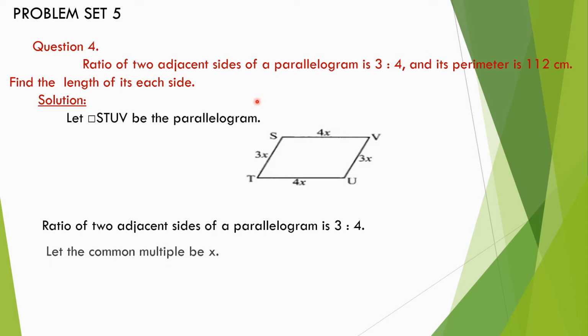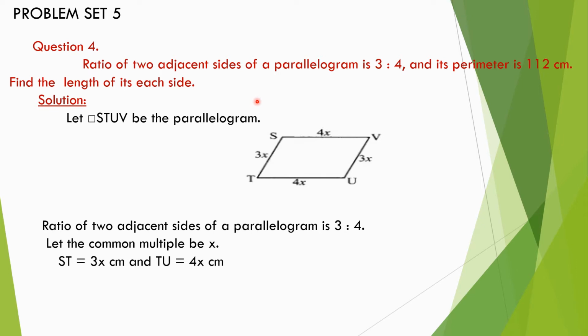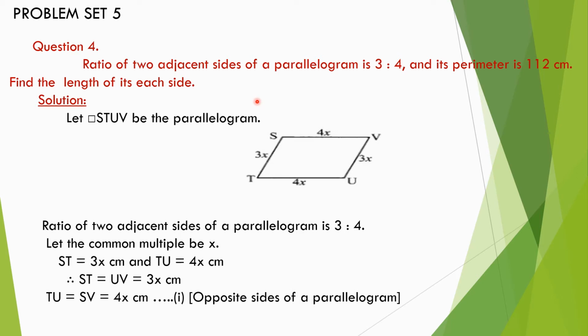Therefore, let the common multiple be x. The length of one side ST is equal to 3x centimeter, and another side TU is equal to 4x centimeter. You already know opposite sides of a parallelogram are congruent, and therefore ST is equal to UV is equal to 3x centimeter and TU is equal to SV is equal to 4x centimeter. That is equation number 1, because opposite sides of a parallelogram are congruent.